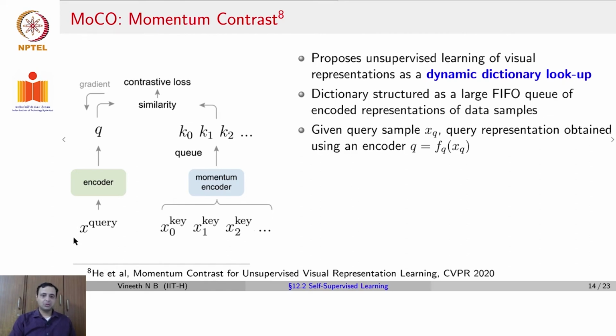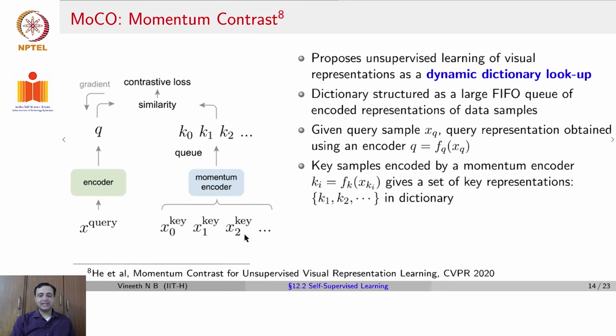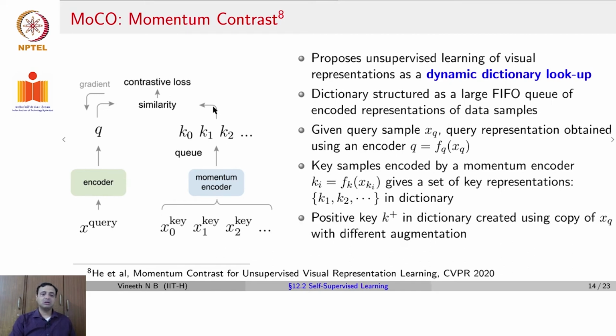Given a query sample xq, an encoder transforms it to a representation q. Similarly, all the key samples are transformed by another encoder, which gives us k0, k1, k2, and so on. Then we measure the similarity between q and k0, q and k1, q and k2, and so on, pairwise, and use the softmax log loss that we saw on the previous slide.